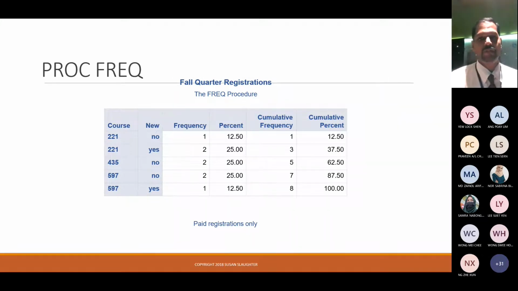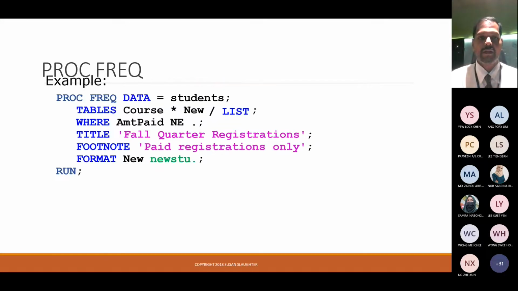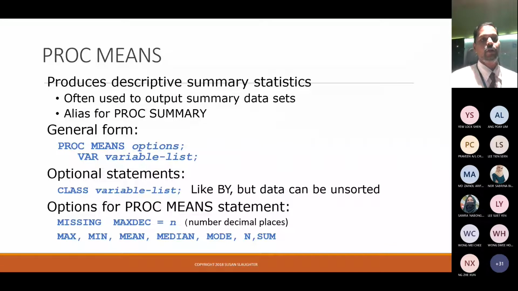Right? So because we have used amount paid not equal to null and format new stu. Okay. Now we go to the next one.